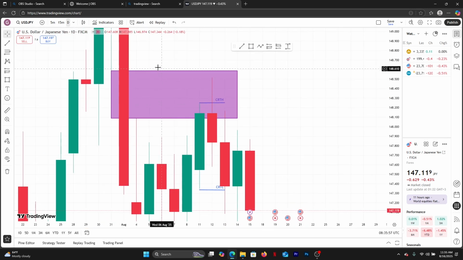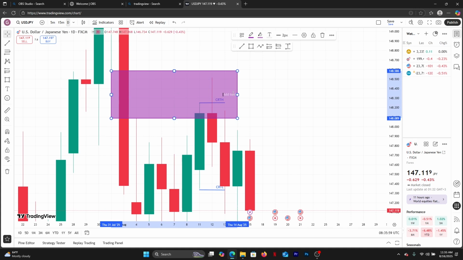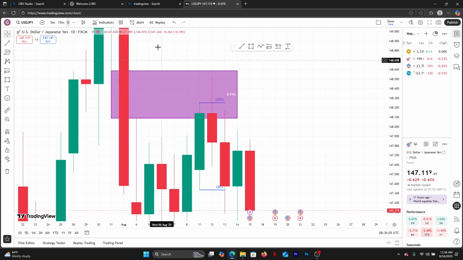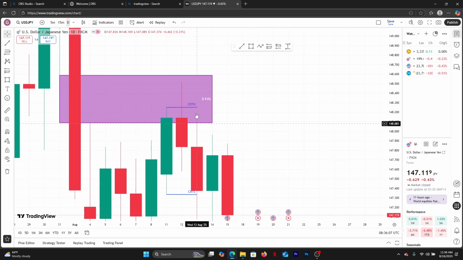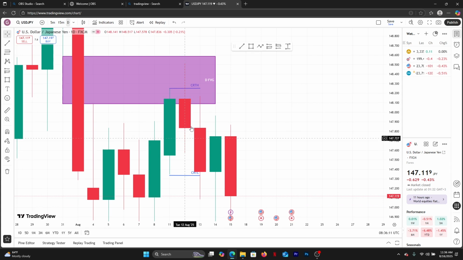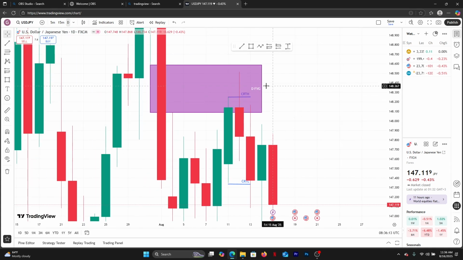So this is the PD array, this is the daily time frame daily FVG, or fair value gap. So this is a bearish fair value gap. With this candle closing below it, it means that we are going to look for sells in the third candle.